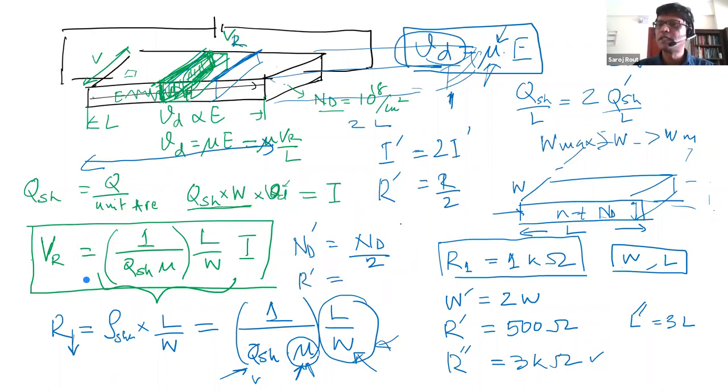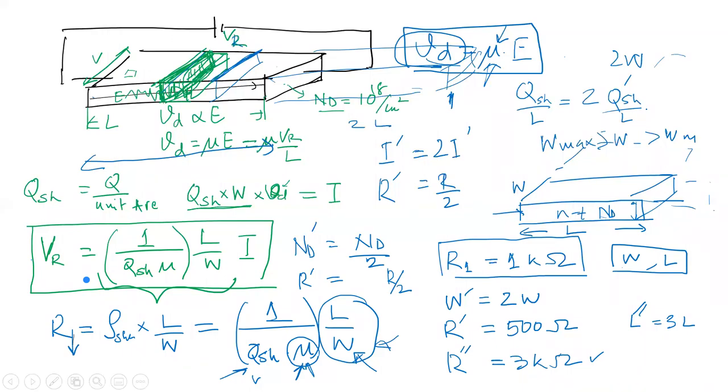Okay, let me take Pranab Pal. What's the new resistance? Half. Okay, R is half. Why is it half? Sir, if doping is more, then mobility is affected. Okay, that's a good point, but let's assume mobility is not affected. So the mobility remains the same.